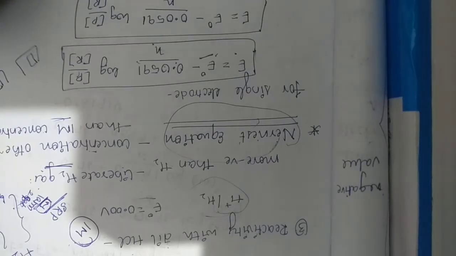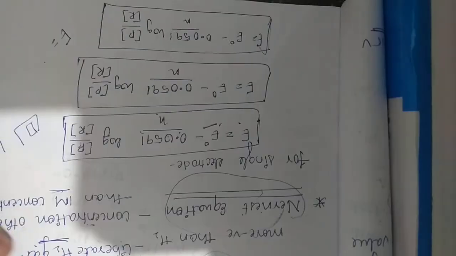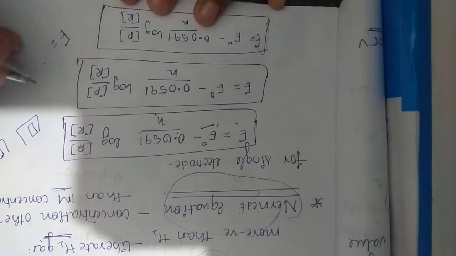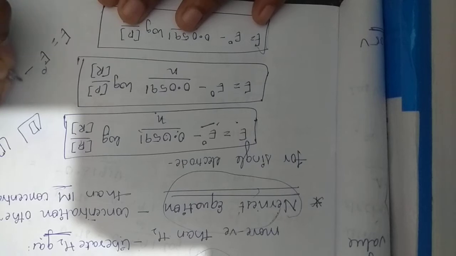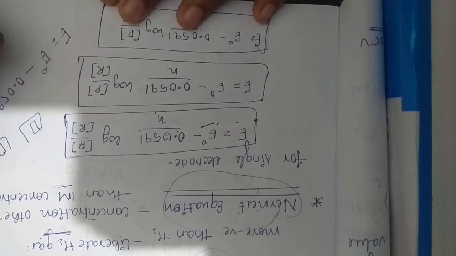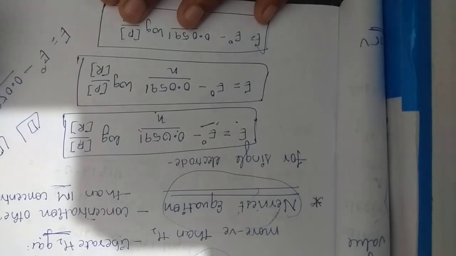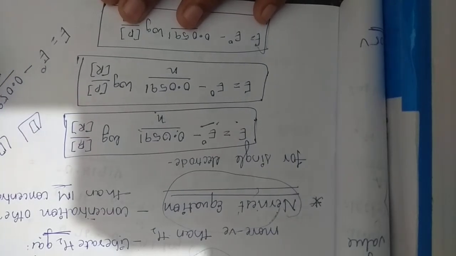What is it? E is equal to E0 minus 0.0591 by n log products by reactants. This is very important. Remember this.